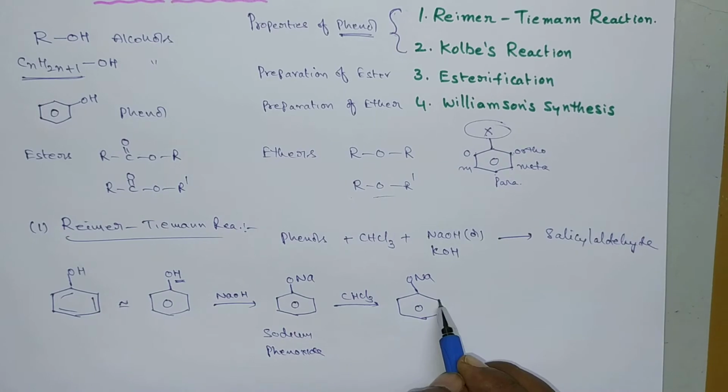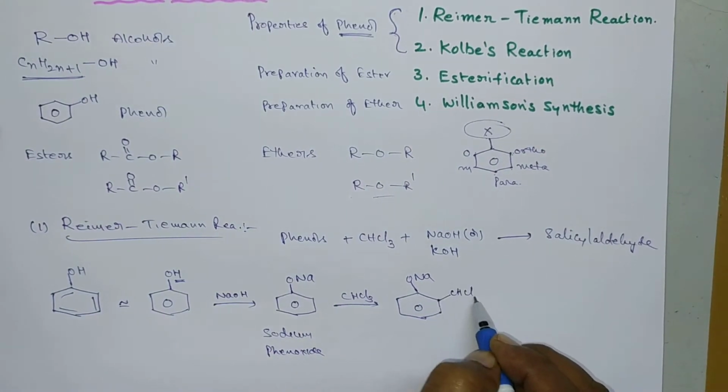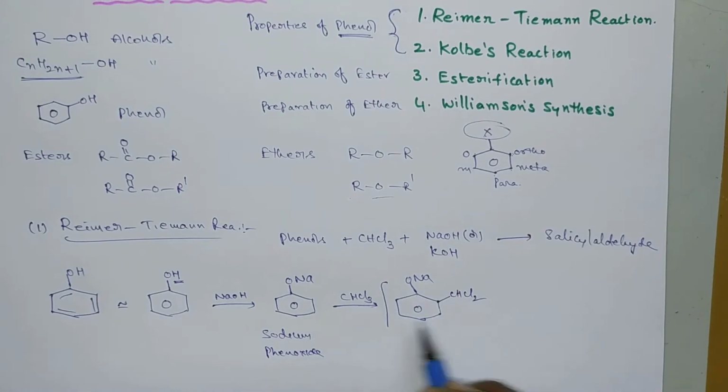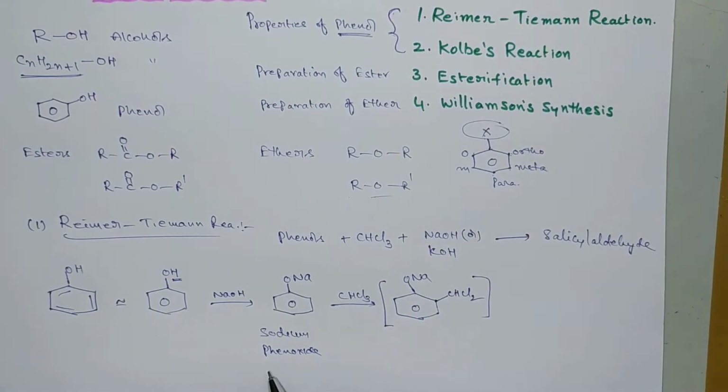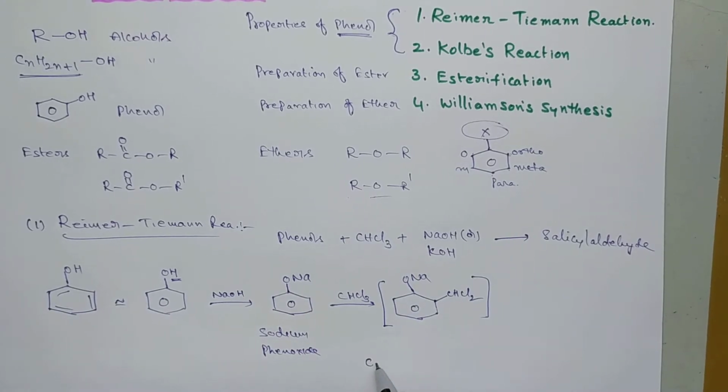So here an ortho substitution takes place. The substituent will be CHCl2. Now this rearranges to form the final product. So here CHCl2 is formed. This is formed from CCl2, that is the dichlorocarbene intermediate. This is dichlorocarbene.